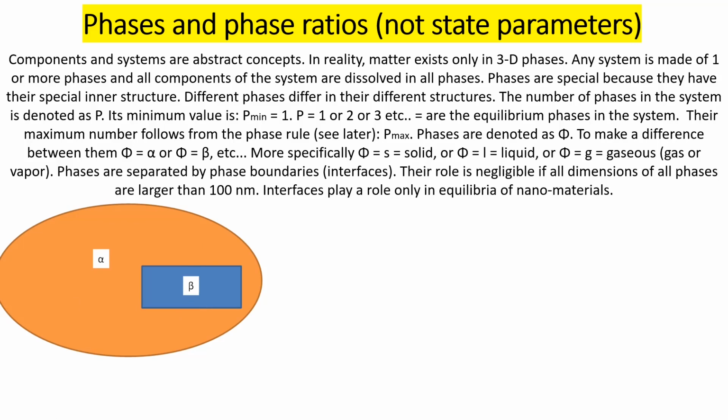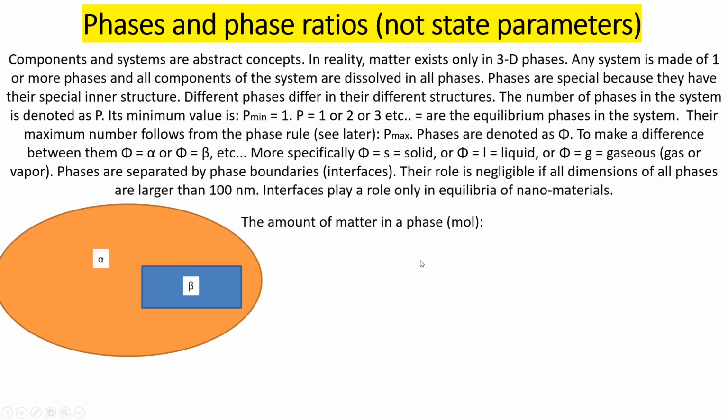However, later we will study equilibrium of nanomaterials. You remember, nanomaterials or nanosystems are those which contain at least one phase with at least one of its dimensions below 100 nanometers. In those cases, interfaces will play a significant role. They cannot be neglected anymore, and in those cases the equilibrium state will also depend on the number of atoms in the system. That we will consider much later.